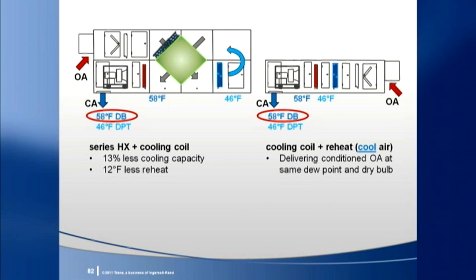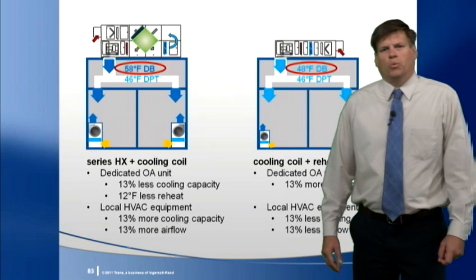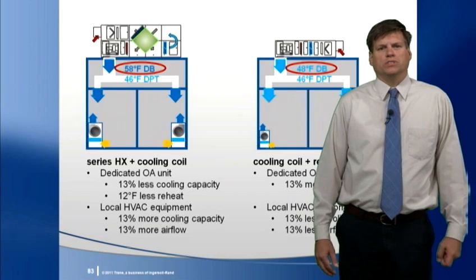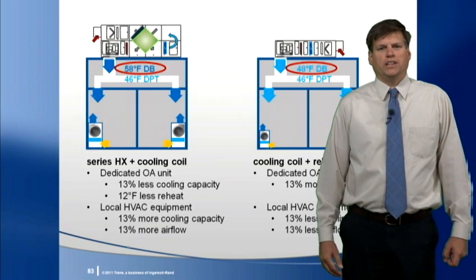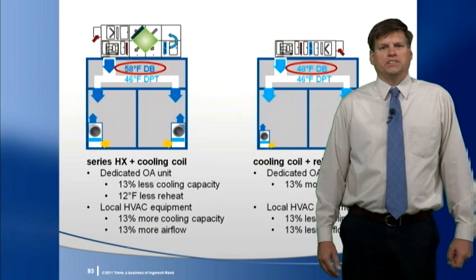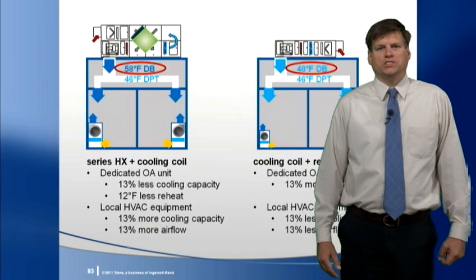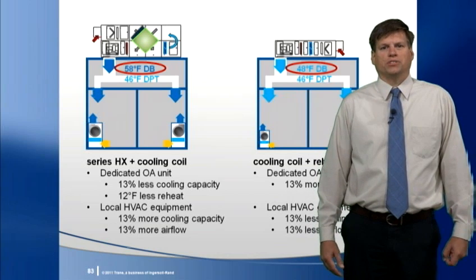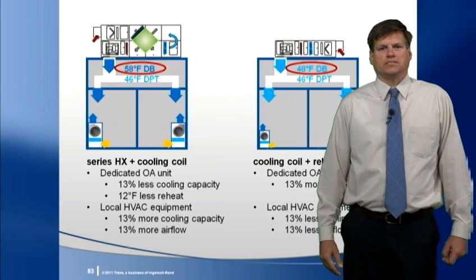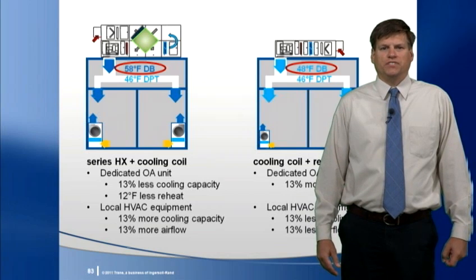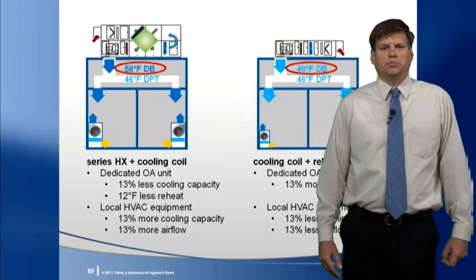But what if you don't need to reheat this air to 58 degrees? What if the cool reheat unit delivers air cold, at 48 degrees in this case, without reheating it? The unit with a series heat exchanger still requires 13% less capacity in the dedicated outdoor unit, or 11 tons less. But these 11 tons are just shifted from the dedicated unit to the equipment out in the spaces.